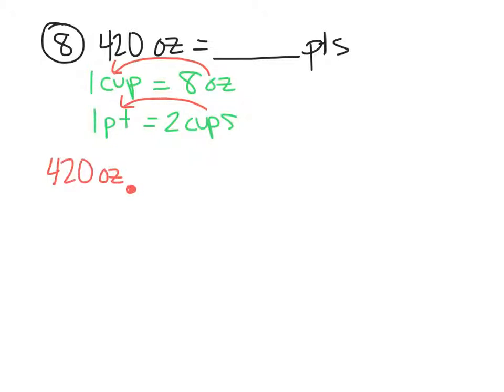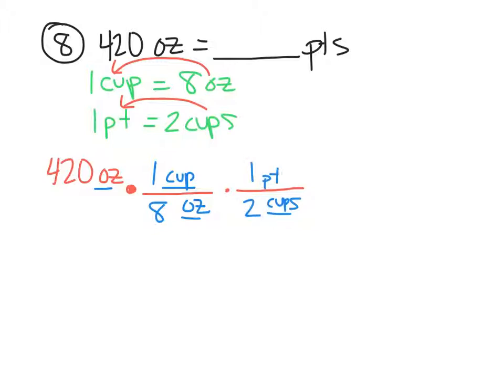So we are going to draw 2 fractions, and we're going to go ahead and fill this in. So since ounces are on the top here, we need ounces on the bottom. So it's 8 ounces, and then 1 cup goes on top. And then since cups are on the top here, we need cups on the bottom here. And so we have 2 cups on the bottom and 1 pint on the top.